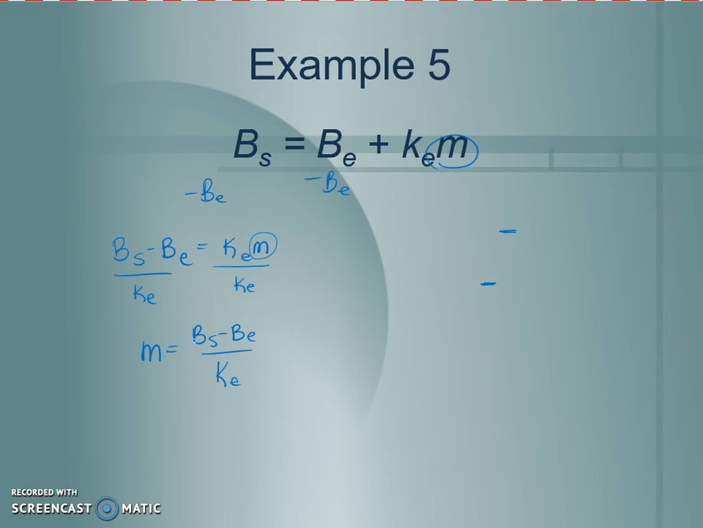So they said this value was 82.37. This value is 78.26. And KE is 1.22. So we would just take those and substitute them in. So we would have 82.37 minus 78.26 all over 1.22. And when we plug those numbers into our calculator, do this first, then divide by 1.22, we get M equals approximately 3.37.